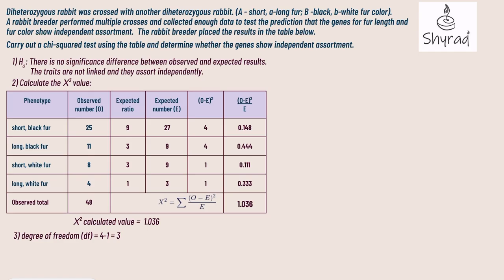Next step, we have to find the degree of freedom. Degree of freedom is found by subtracting 1 from the number of traits or categories. So 4 minus 1 will give 3.